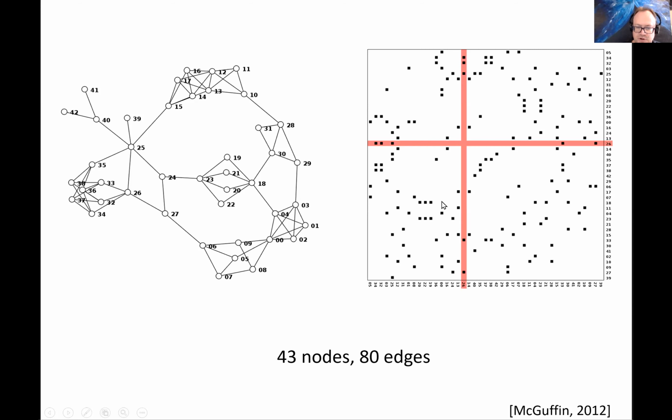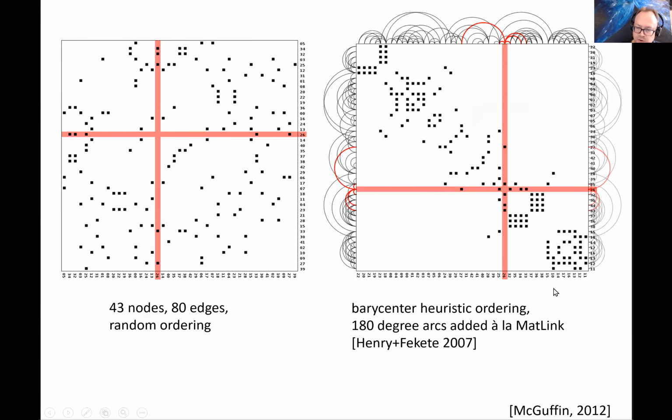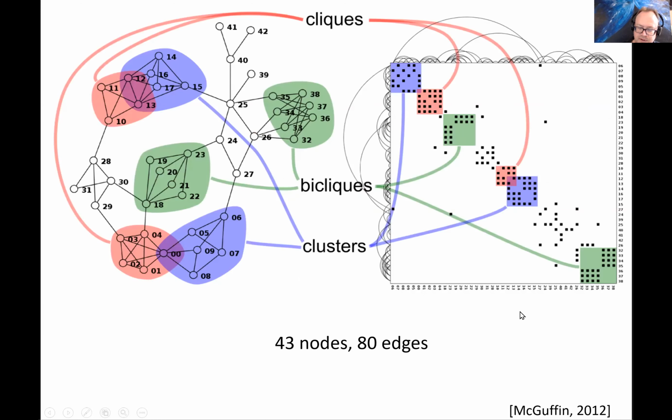So here I have the same network shown as a node link diagram and as a matrix. Every node here corresponds to some row and some column in the matrix, and a cell is filled in if the two nodes are adjacent. Here, the ordering of rows and columns is random. And here I have the same network after reordering things according to the Berry Center heuristic. And what happens is that the edges end up clustering along the diagonal, and there are certain blocks that become apparent. These blocks correspond to subgraphs of a particular structure. And I have a slide showing what's going on there.